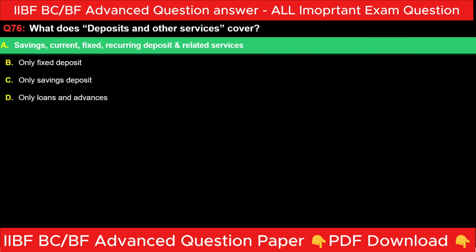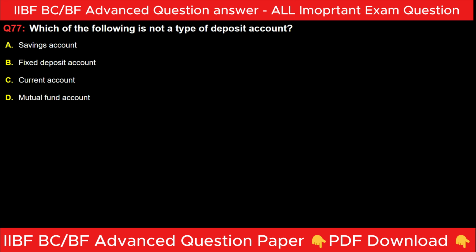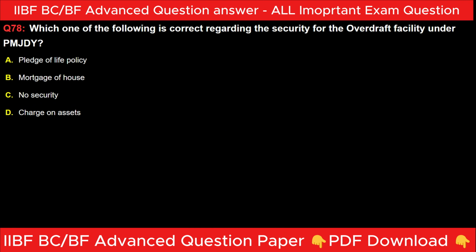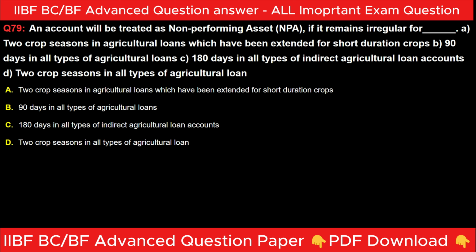Savings, current, fixed, recurring deposit, and related services. Which of the following is not a type of deposit account? Mutual fund account. Which one of the following is correct regarding the security for the overdraft facility under PMJDY? No security.